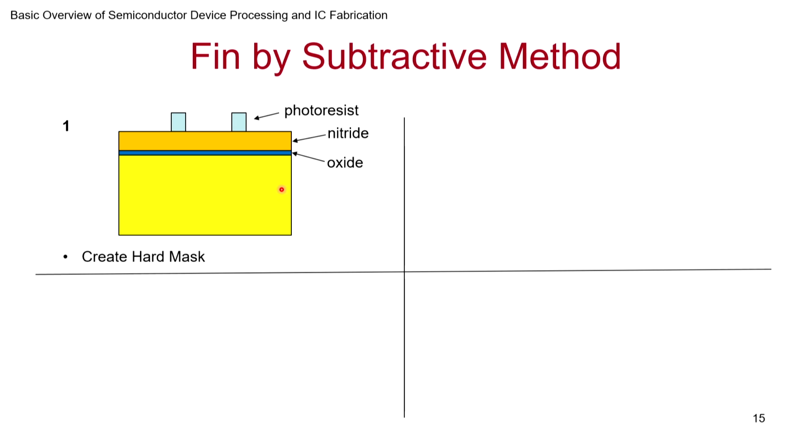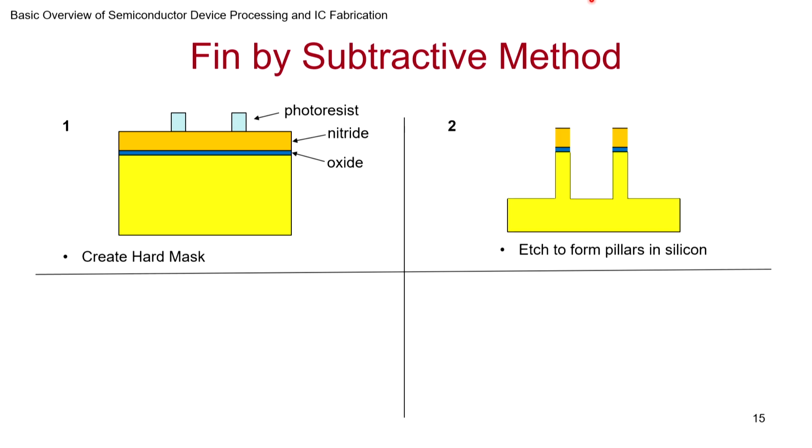And then there are many others, optical proximity correction and phase shift mask, all sorts of tricks they use to bring this size as small as possible and these things as close as possible. You want the fins to be next to each other as far as possible. So once you have done that, we have seen how to do the hard mask.